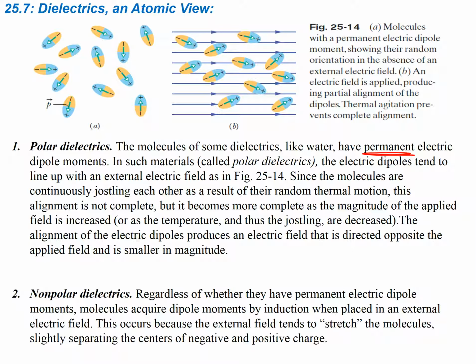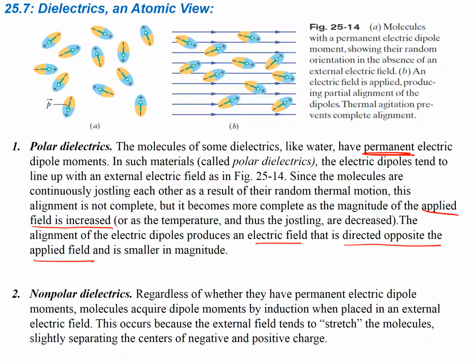So the alignment to the electric field is going to increase as the applied electric field increases, or as the temperature and thus the jostling decreases, right? So if you lower the temperature, it's also going to help align the molecules. This alignment of the electric dipoles produces an electric field that is directly opposite the applied field and is smaller in magnitude. All right, so you're going to basically develop this electric field that is directed opposite of the applied field, right? Because of the alignment of the dipoles.